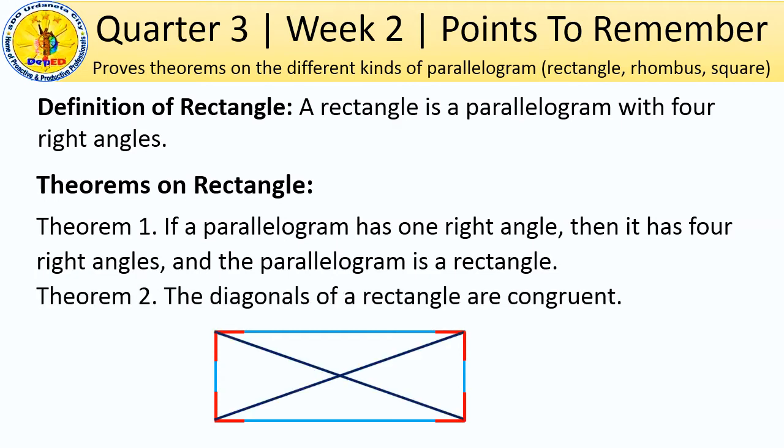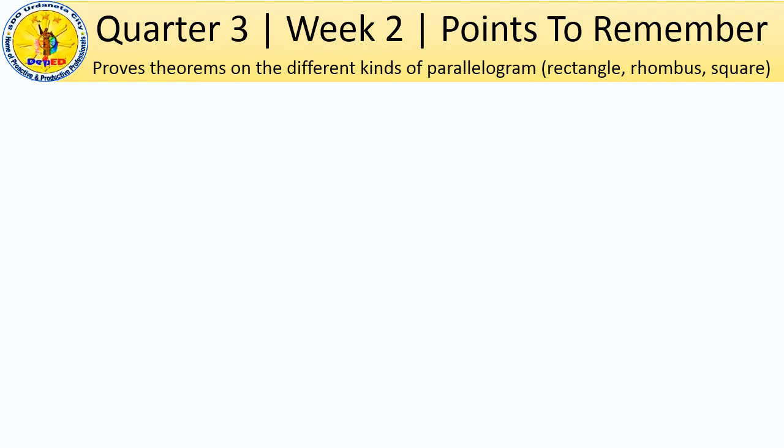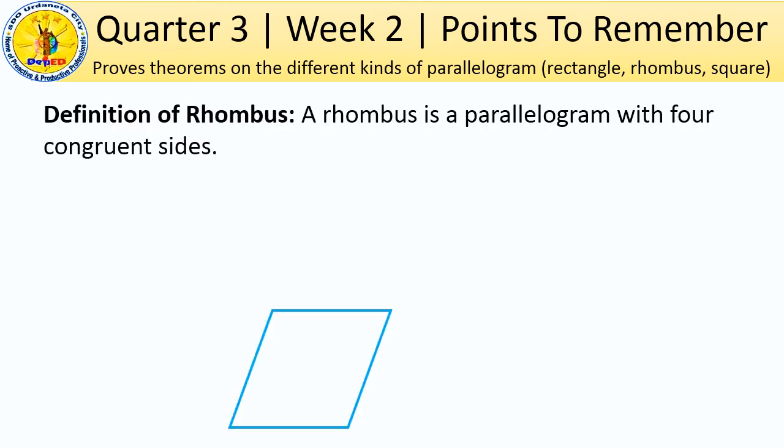The diagonals of a rectangle are congruent. When we say congruent, it basically means equal. This is the symbol of congruent. Next one is rhombus. It is a parallelogram with four congruent sides.